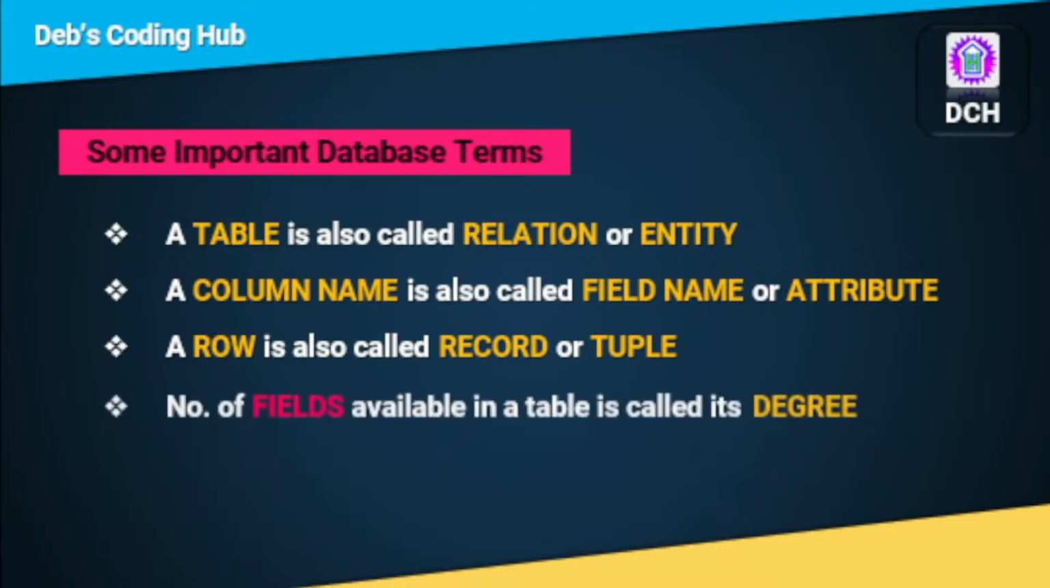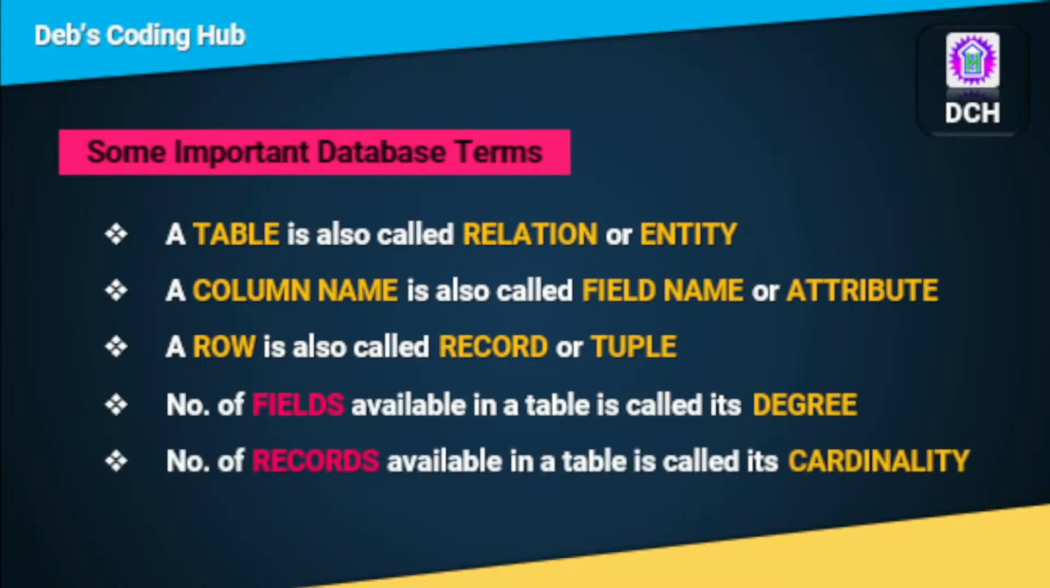The number of fields or attributes available in a table is called its degree. So in the previous example, the table we have seen has a degree of 3, because the table has 3 fields or attributes. Now the number of records available in a table is called its cardinality. Cardinality keeps on changing as we enter more records.